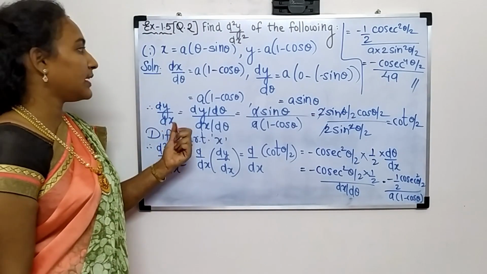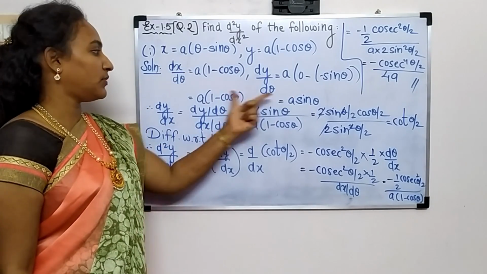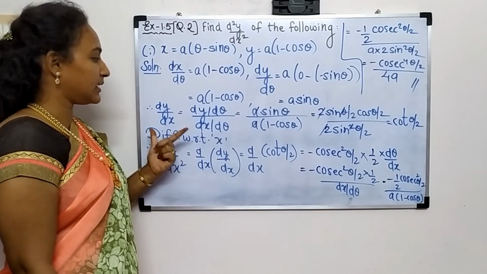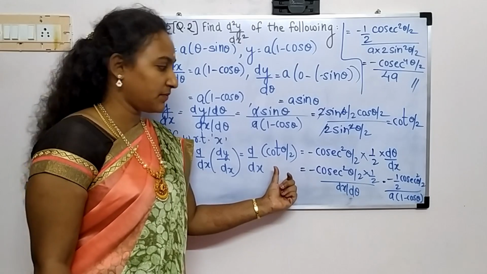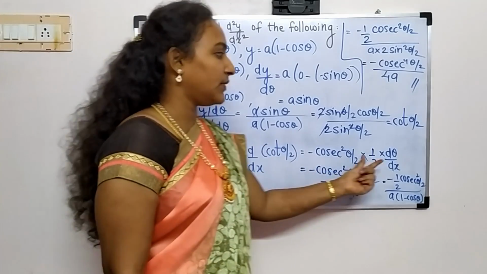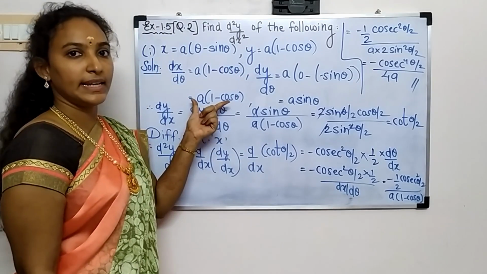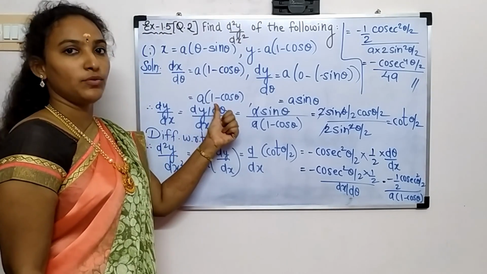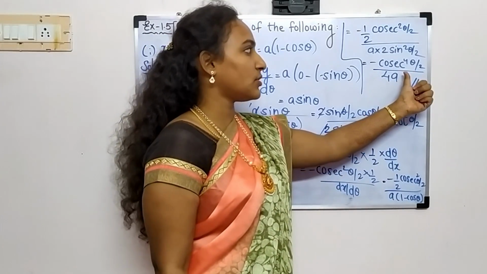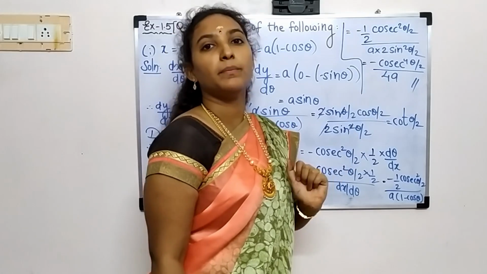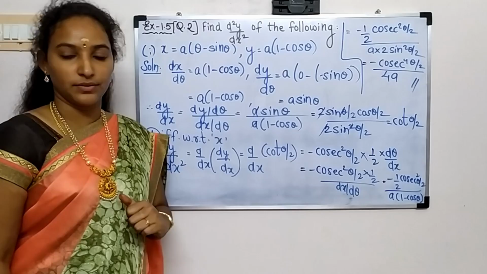Let us revise this once again. First we have to find dx by d theta and dy by d theta. From that we have to calculate dy by dx. Then differentiate with respect to x. Cot theta by 2 is a composite function. Once we differentiate, we get d theta by dx. We have to take it to the denominator and substitute for dx by d theta, that is a into (1 minus cos theta). After simplification, the answer is minus cosec raised to 4 theta by 2 upon 4a. So hope it is clear. Now we can move on to the second question.